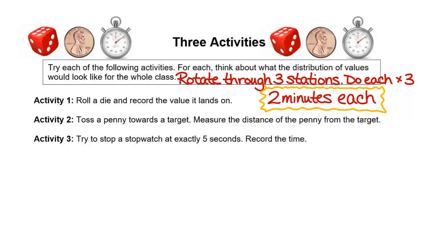Which of the activities did you find the easiest? Rolling the die or the stopwatch. I got both answers. Which one did you feel like you were the most successful at? Stopwatch. Rolling the die, there's not really like success, right? There's no real goal here. Just what number did you get?